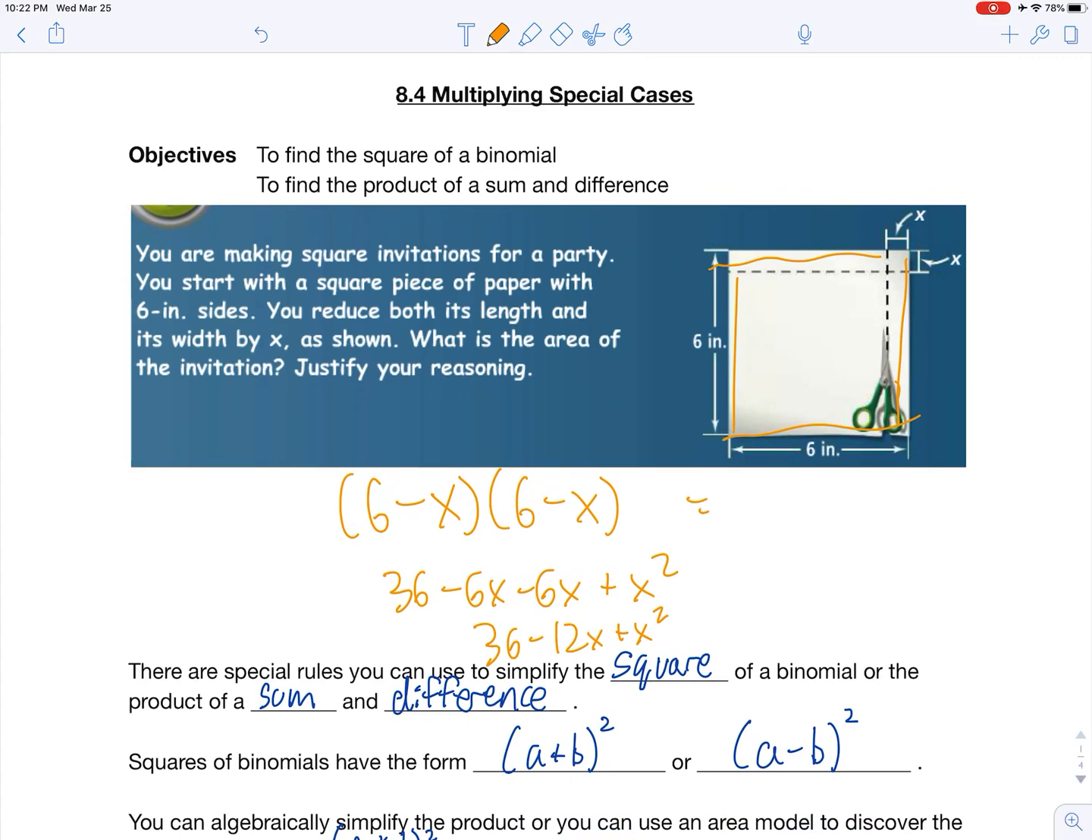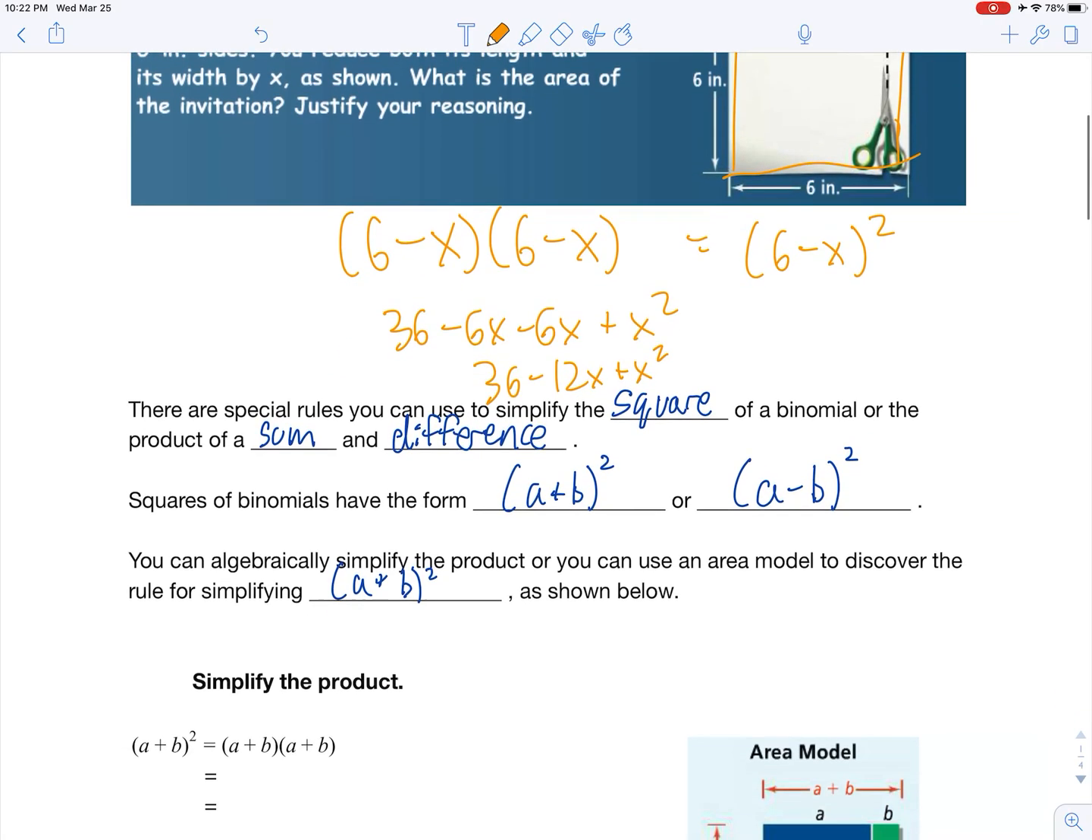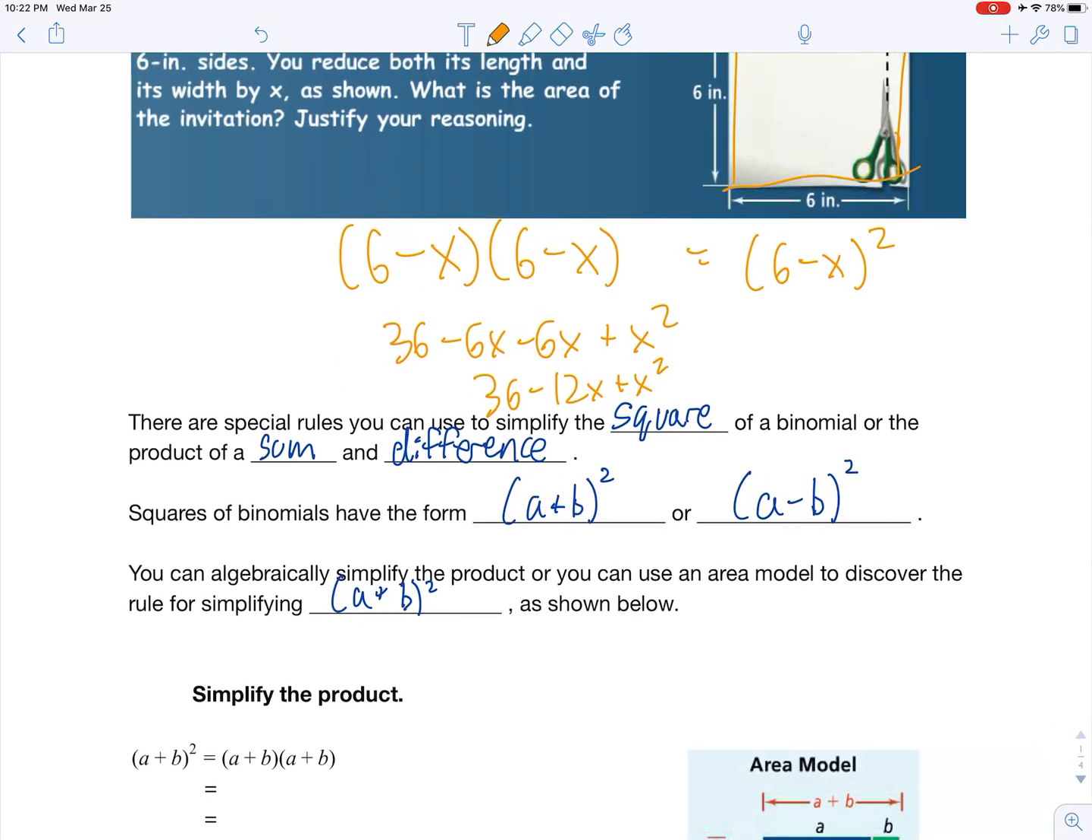Because another way we could refer to this question is just like saying 6 minus x, and now I just raise that to a power of 2. So that means that we're going to have special rules that we're going to use to simplify what we call the square of a binomial. That's what we saw last time, 6 minus x squared. Or another rule we're going to use is the product of a sum and a difference.